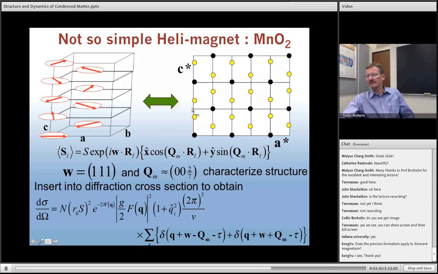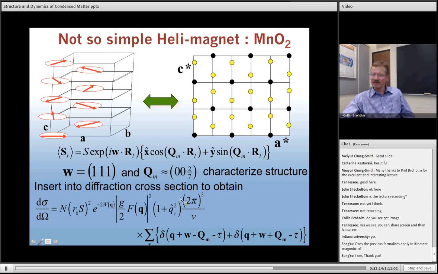And so actually by looking at the location of these satellites with respect to the nuclear Bragg peaks, we get to know something about the pitch of the spiral. If these peaks are very, very close to the nuclear Bragg peaks, then it'll be a very, very long wavelength spiral, and if they're somewhere in between, the wavelength is much shorter. So that's what these two terms do.